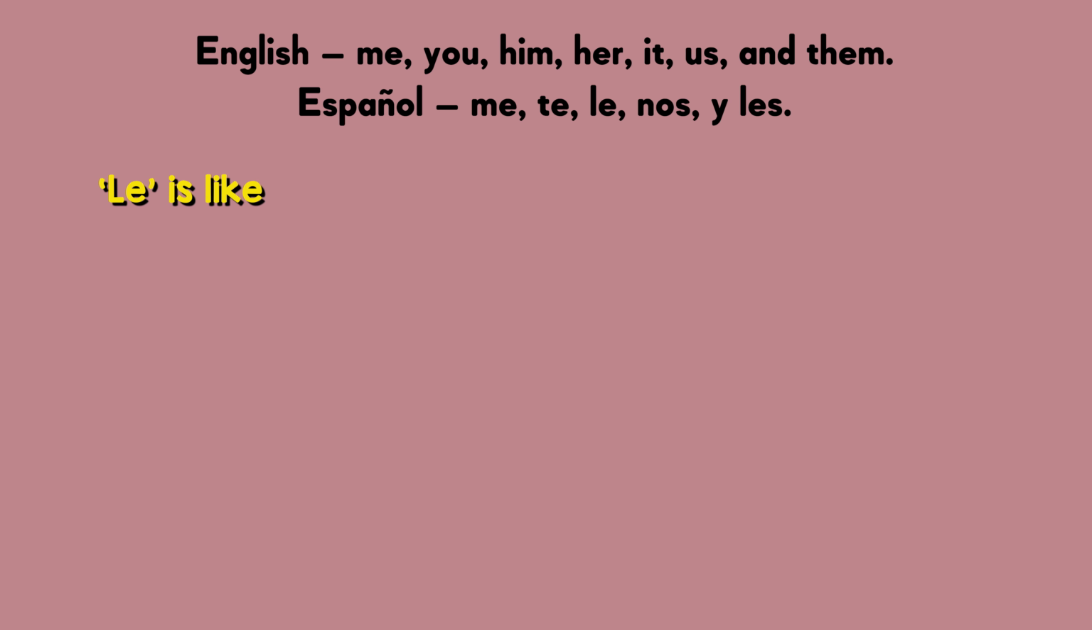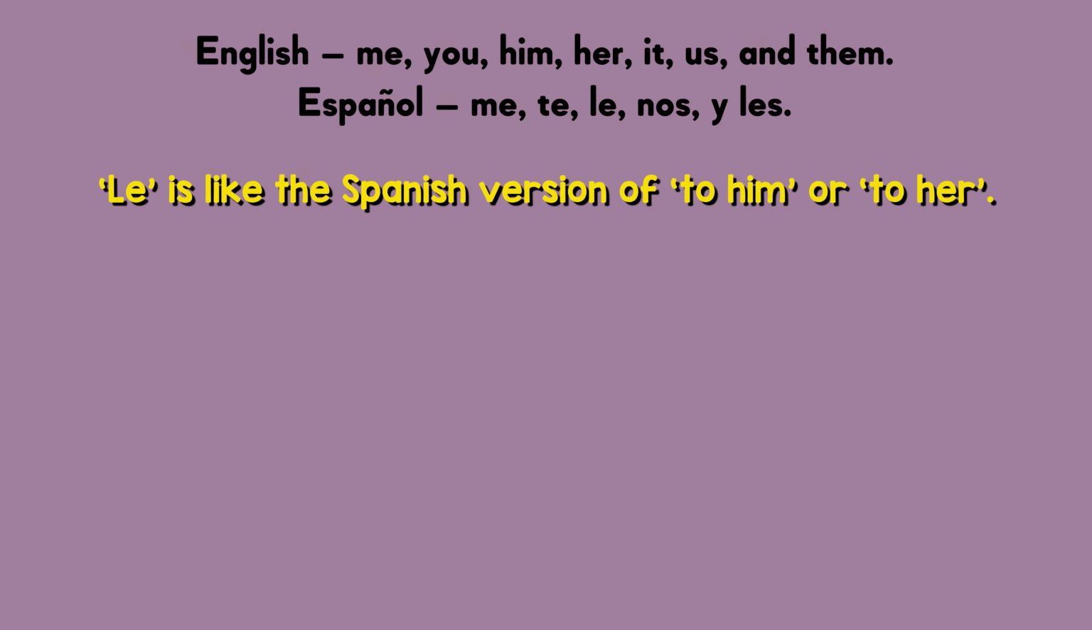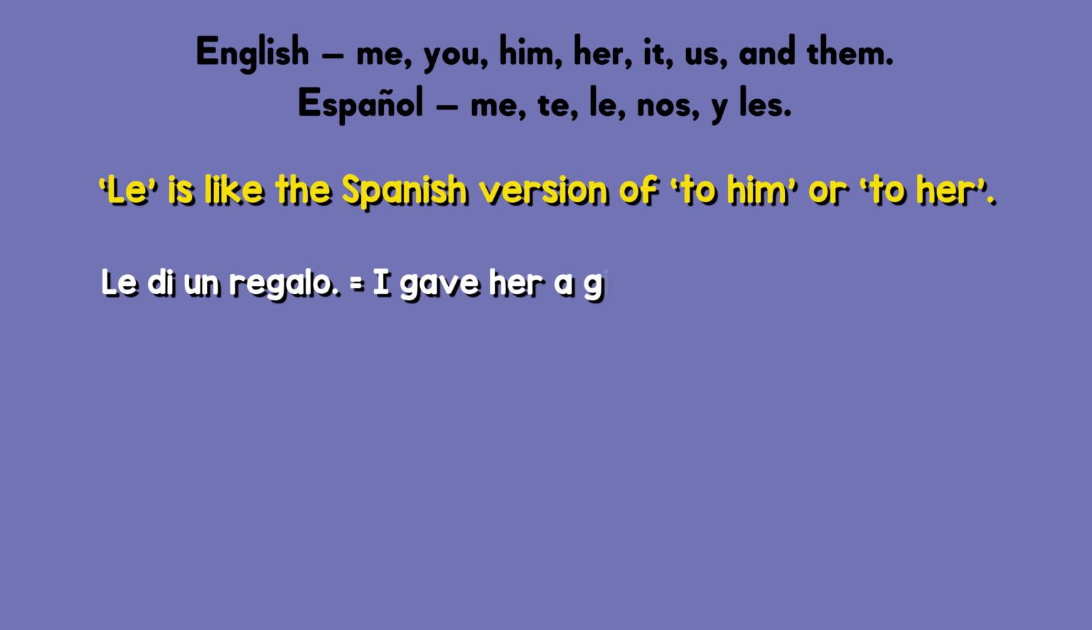In English, the indirect object pronouns are me, you, him, her, it, us, and them. Y en español son me, te, le, nos y les. So, le is like the Spanish version of to him or to her. Which is why you'll hear sentences like Le di un regalo. I gave her a gift, or I gave a gift to her.